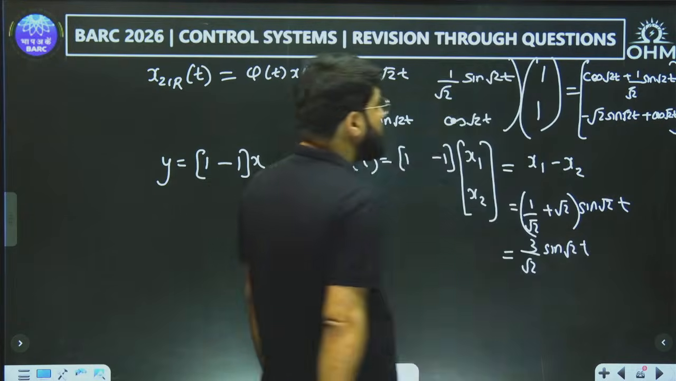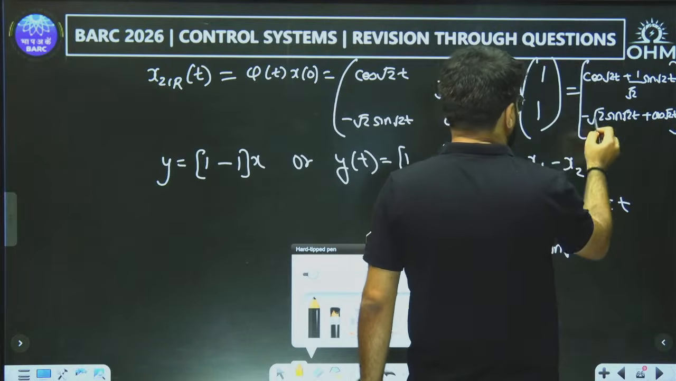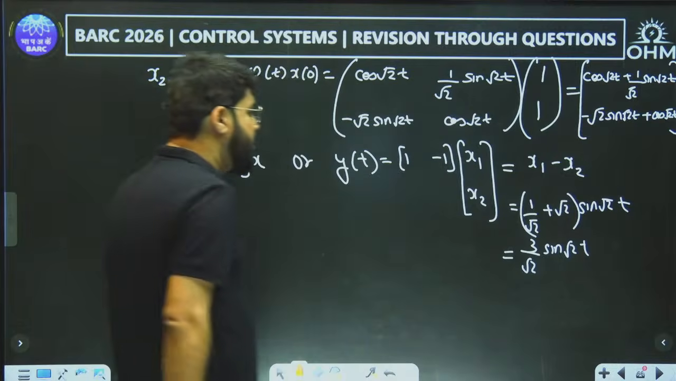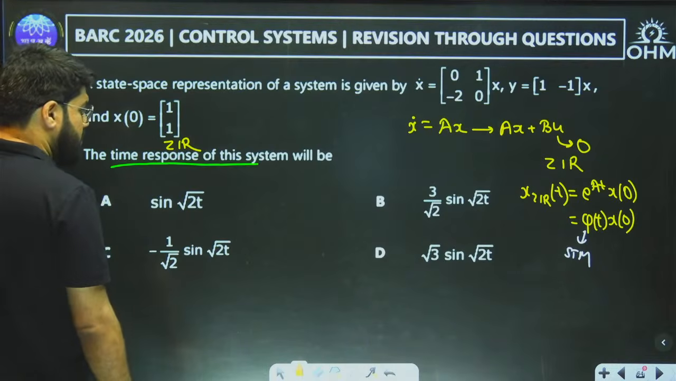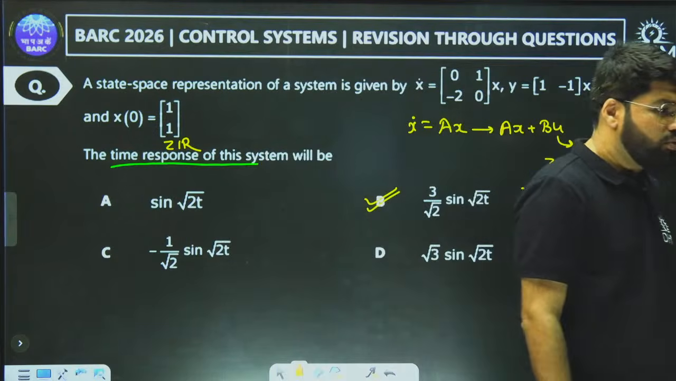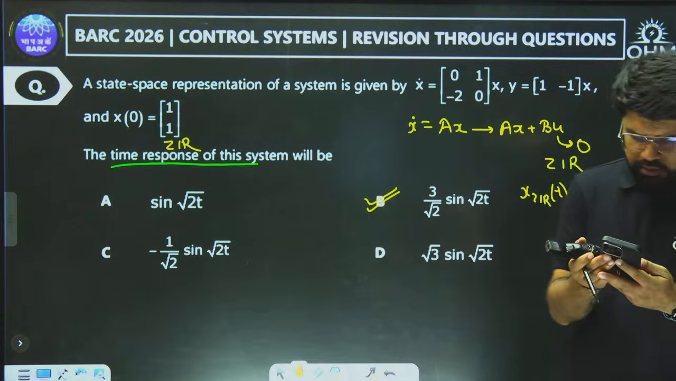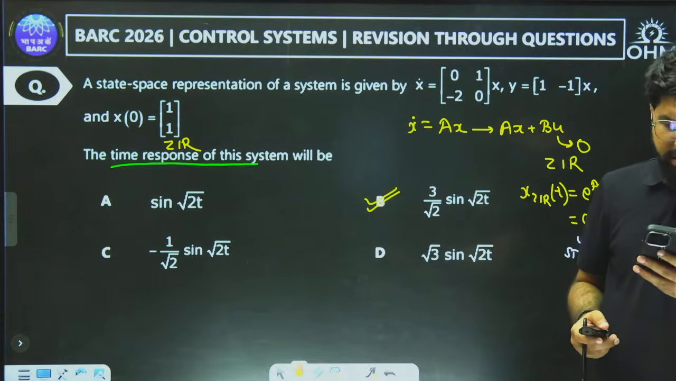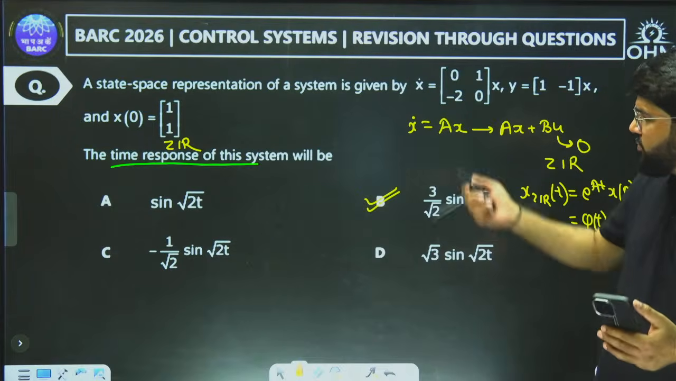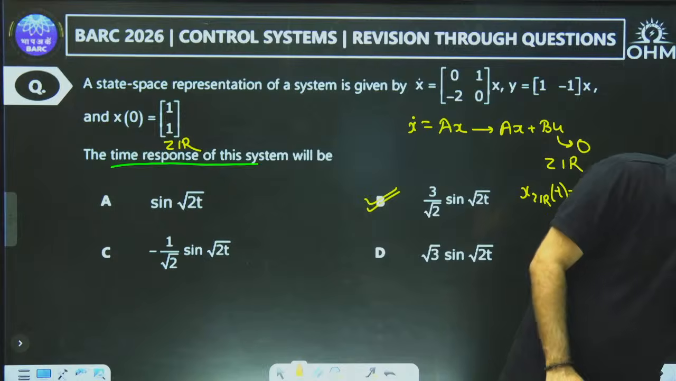Sine root 2t. This is the state vector containing both the state variables. This is x1, this is x2. So I have subtracted them. 3 by root 2 sine root 2t. Option number B. Correct? Oh, I could not see whether it buffered in between. Maybe for a few seconds it buffered. Yeah, but 3 by root 2 sine root 2t is the answer we have got here.